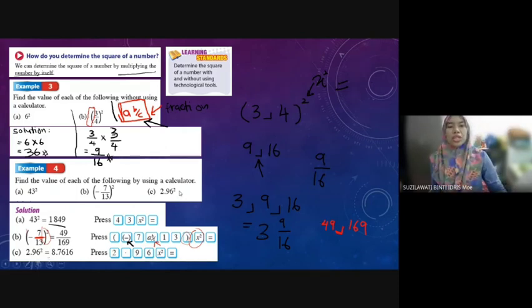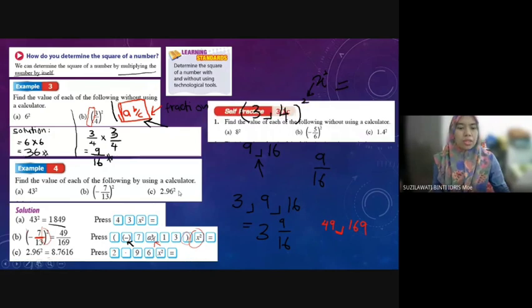Same goes to decimal numbers. For decimal number, lebih mudah. You just press 2 and the point 96 and x squared and then press equal. Yang lain yang dapat tu boleh terus tekan saja calculator. Okay, do you have any question? Nanti saya tunjuk.